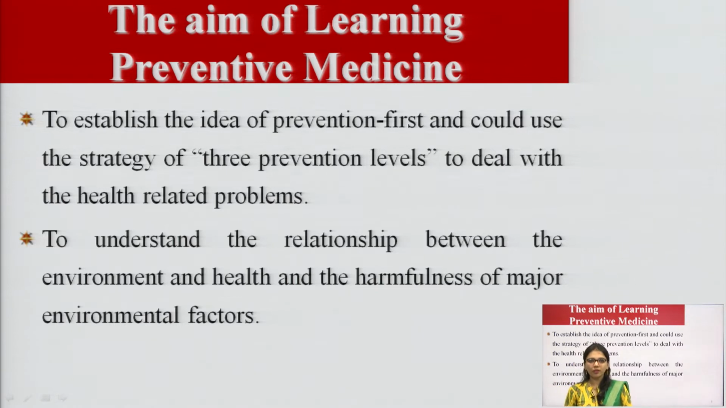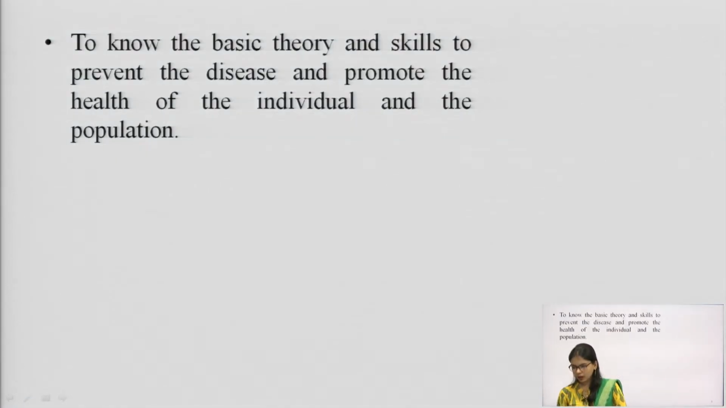The first aim is to establish the idea of prevention, which could be a strategy of three prevention levels to deal with health related problems, and to understand the relationship between the environment and health and the harmfulness of major environmental factors. Here I will discuss the three prevention levels. In the further slides I will discuss primary prevention, secondary prevention and tertiary prevention, and how we can prevent the disease. The main aim of learning preventive medicine is to know the basic theory and the skill to prevent disease and promote the health of individuals and populations.